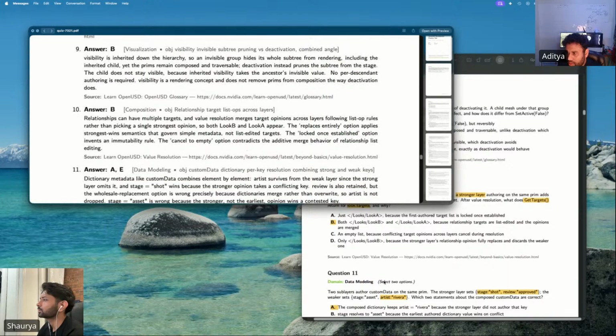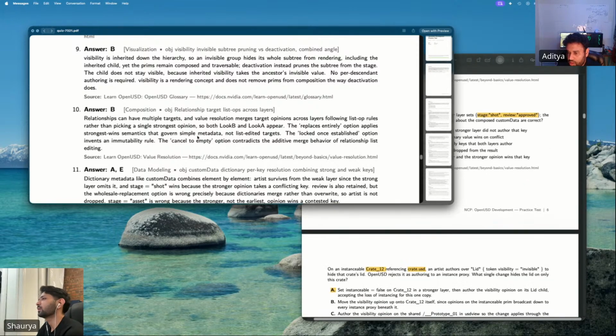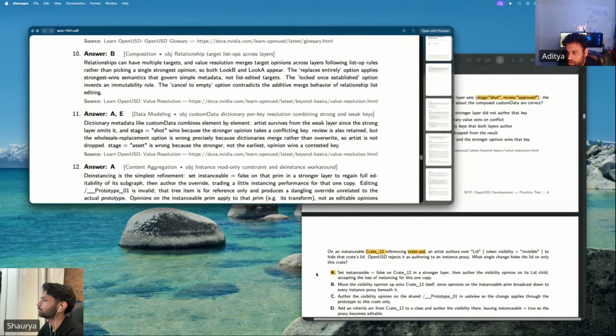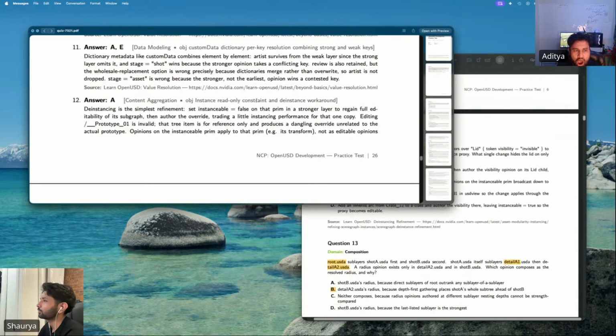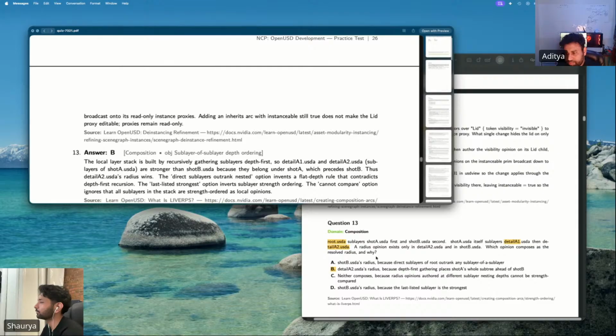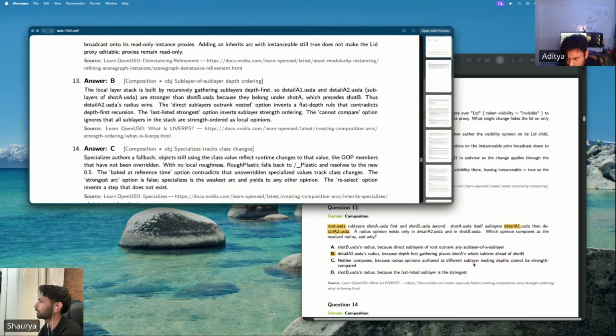11th is correct. Damn. Two sublayers author custom data on this. Oh, this was easy. 12th is correct again. Damn. Set instanceable equal to false, or create a stronger than author visibility opinion on the child, accepting the loss of instancing for this one copy. Yes, we are correct. 13th is B, correct again. Damn. Root.usd is sublayer shorter. Yes, we already know this. Depth first search for gathering the whole sublayer's data.